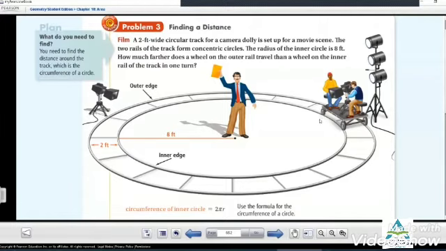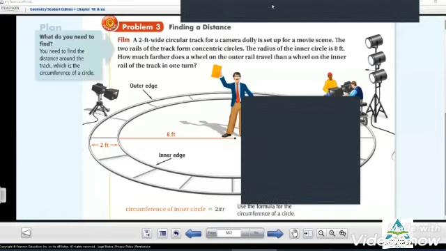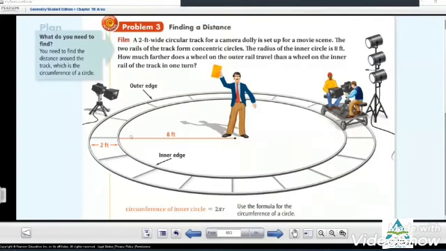Okay, first we will see the circumference of the outer circle. And the circumference of the inner circle. Then subtract and see the difference. Exactly. And the radius of the inner one is 8.